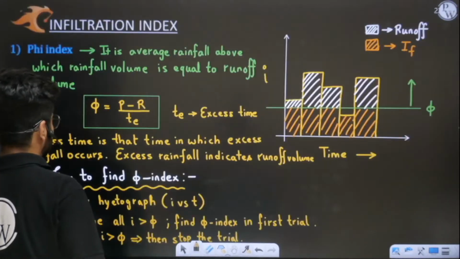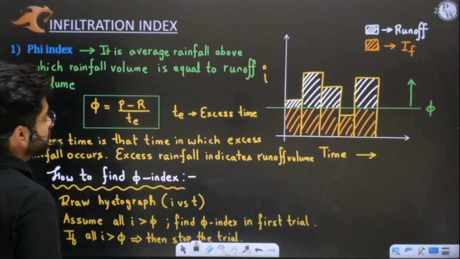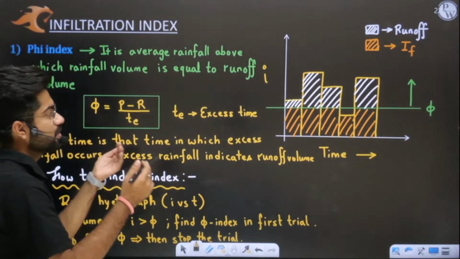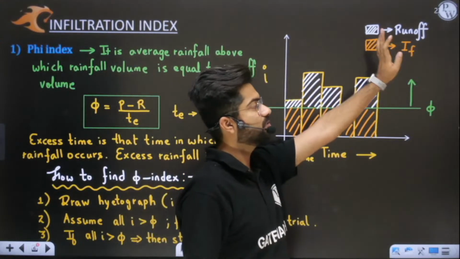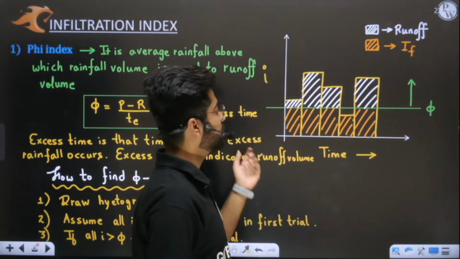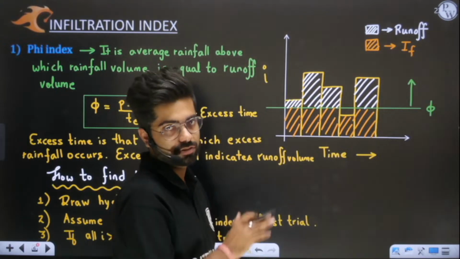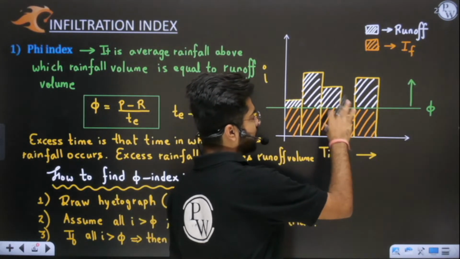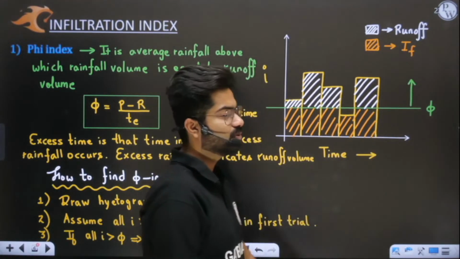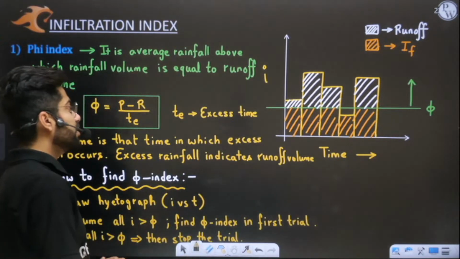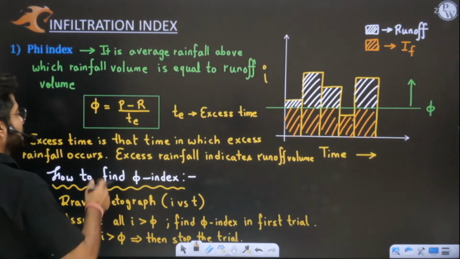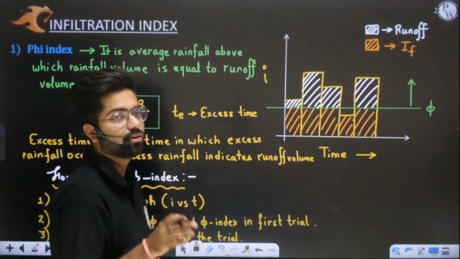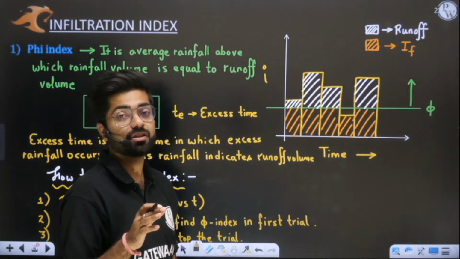After this, we solved some questions. We discussed what phi index was. I told you phi index was basically the average rainfall above which the rainfall volume is equal to runoff volume and below which the rainfall volume is equal to infiltration. Whatever rainfall we have will be equal to infiltration below this average phi value, and above it will be runoff. And we discussed that phi index is denoted for all the intensities of rainfall, or you can say it is only denoted when you have excess rainfall.